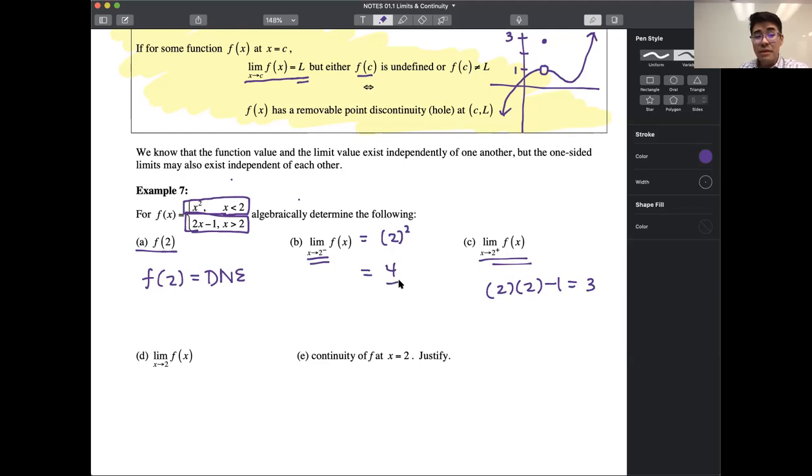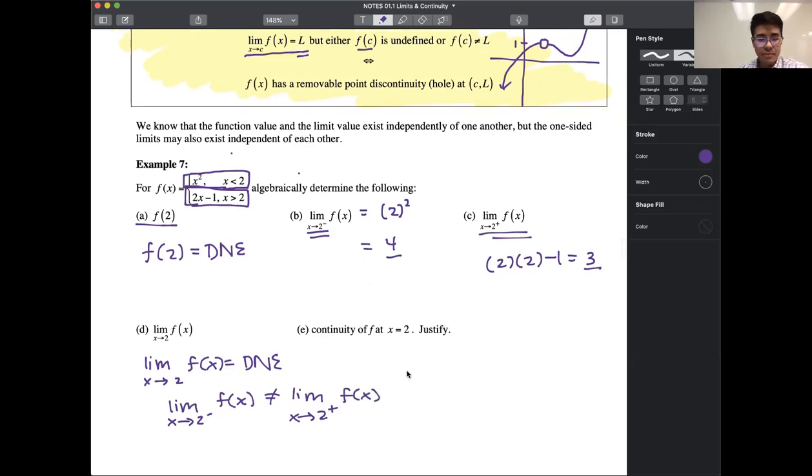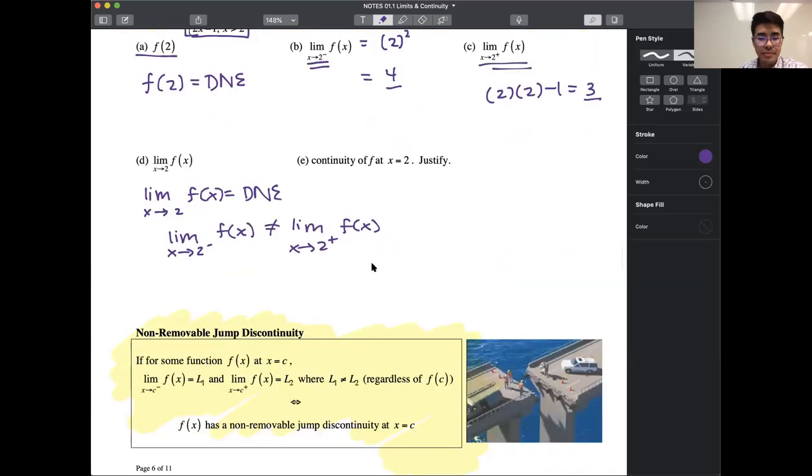And so we've shown the limit from the left is 4. We've shown the limit from the right is 3. So then we can say that the limit as x approaches 2 of f of x does not exist. Why? If a question asks you why, it's because the limit as x approaches 2 minus of f of x does not equal the limit as x approaches 2 plus of f of x. Any questions so far? Alrighty.